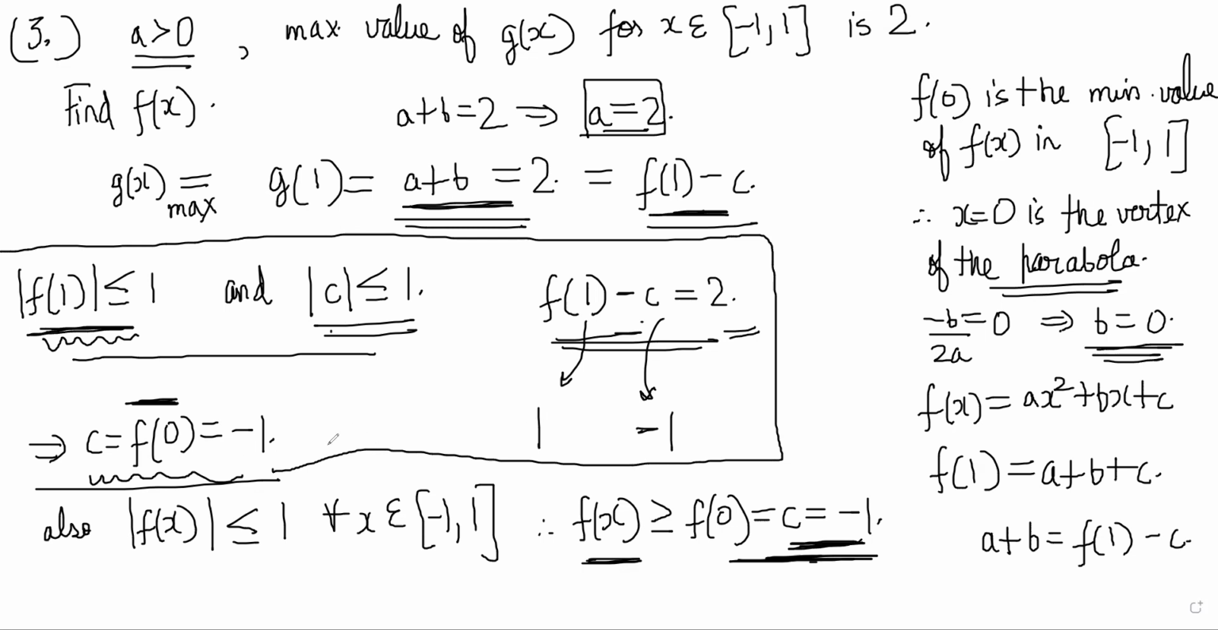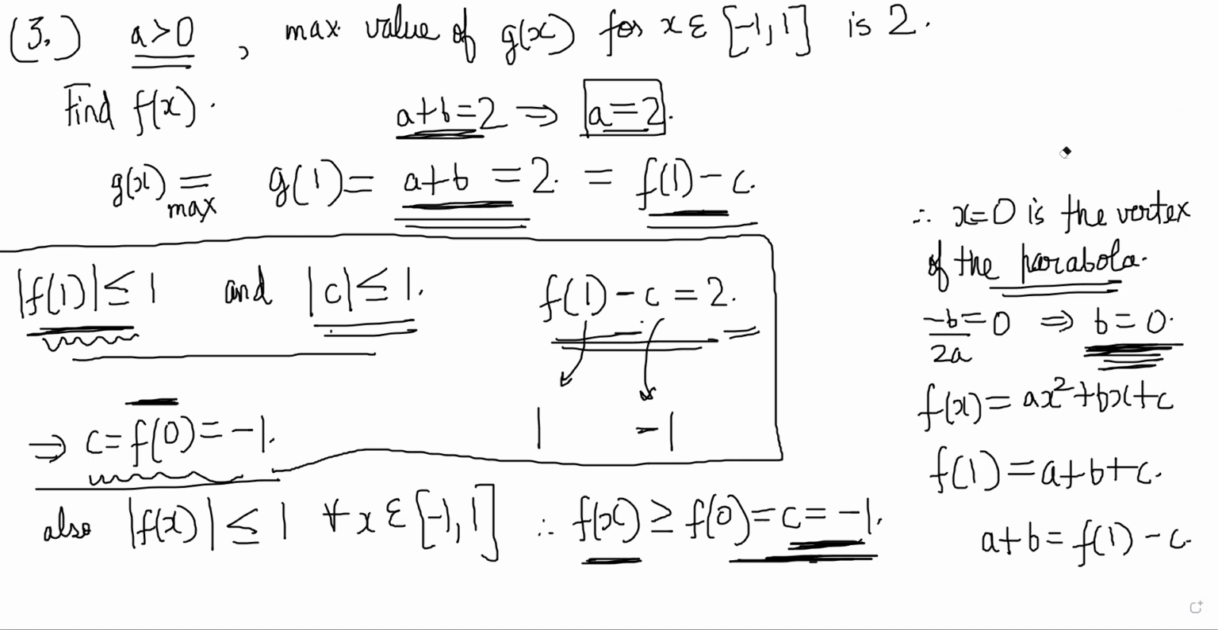f of 0. So 0 is the vertex of the parabola, B must be 0. And if B is 0, from A plus B equal to 2, we get A is 2. And therefore, we get the full function actually. The function becomes, I will just write it here. The function becomes 2x square minus 1. F of x therefore becomes ax square plus bx plus c becomes 2x square minus 1.